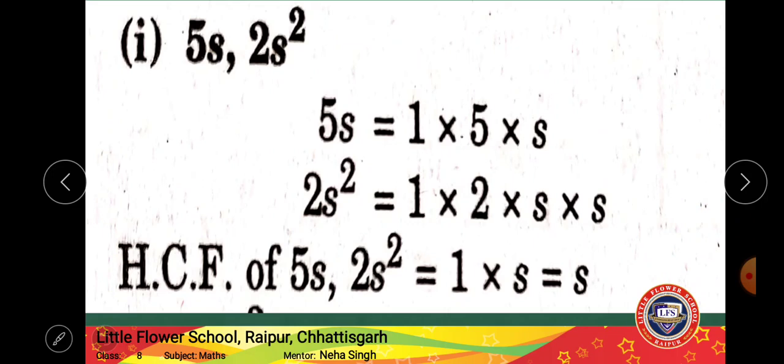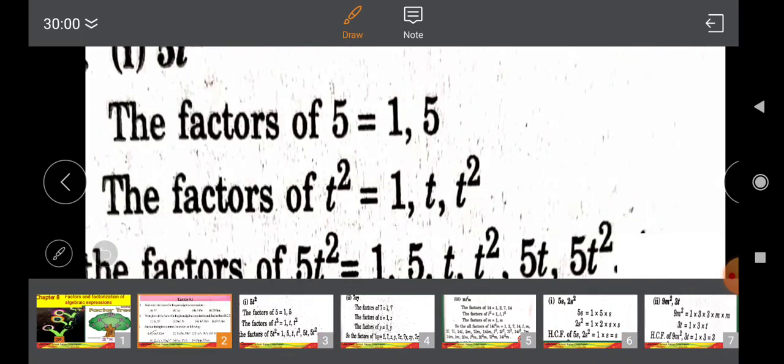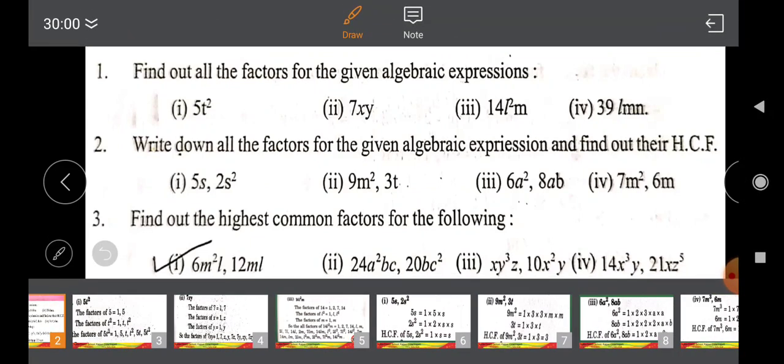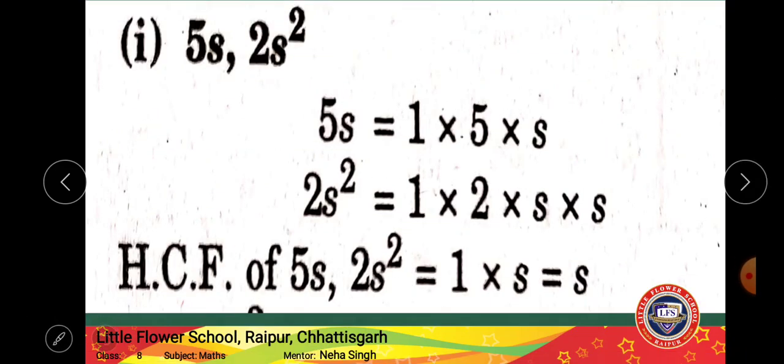Moving on to the second question, you need to find the HCF in this. Let us see what is the second question. Write down all the factors of algebraic expression and also find their HCF. So first we'll write all the factors and then we'll find the HCF. So 5s and 2s square. 5s factors will be 1, 5 and s. 2s square factors will be 1 and 2. S square will be s and s square.